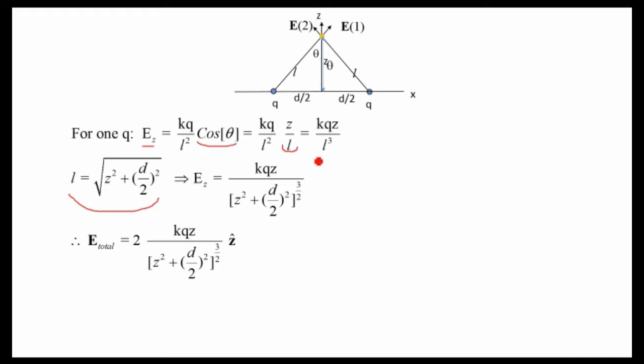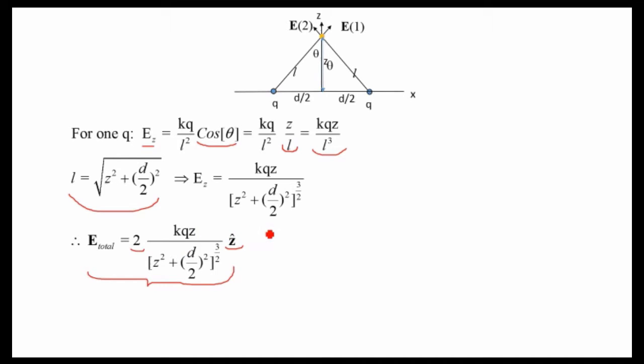So now we can come back over here and write down E sub z for one charge, and it will just be kqz over L cubed. To get the total E field, we just multiply by 2, and we remember that it's in the z direction only, and so we end up with this expression for E total. Looking at this, because of this 3/2 power, as z gets very large, you'll still have a z in this position here. It'll be something like z cubed, and so z divided by z cubed will give you something that looks like 1 over z squared. So it's going to drop as you increase z.